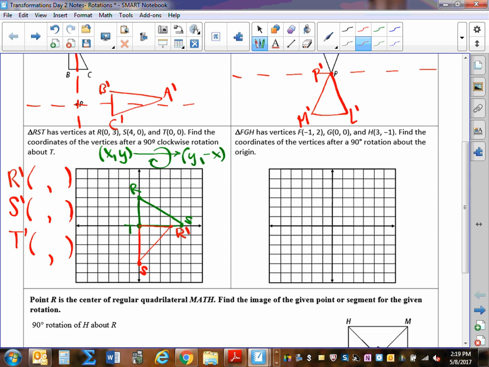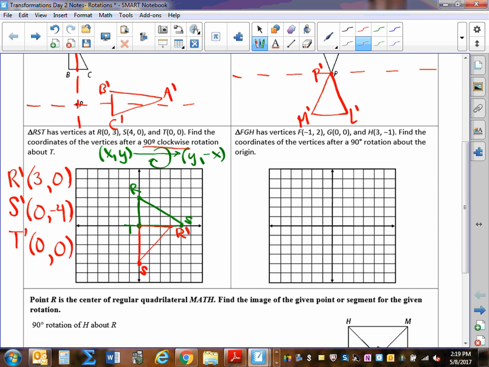Okay. Now, if I were to use my rules with this, remember for a 90 degree clockwise rotation, we're just switching and negating one time. So 0, 3 would become 3, negative 0, which is just 0. 4, 0 would flip and become 0, negative 4. And 0, 0 becomes 0, negative 0, which is just 0, 0.